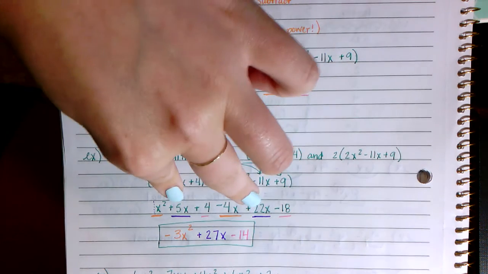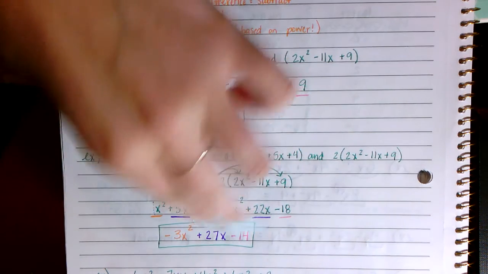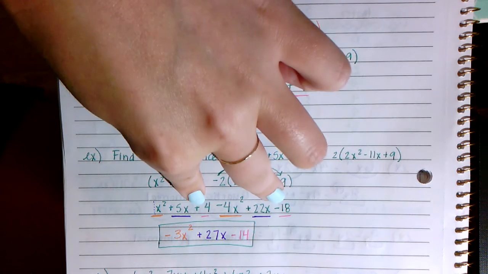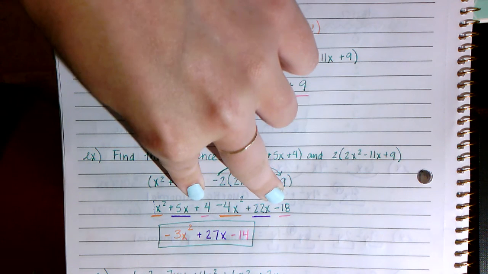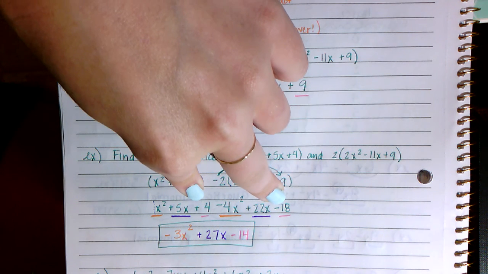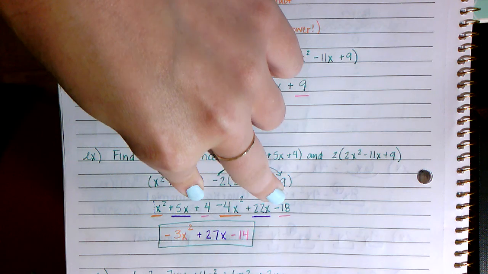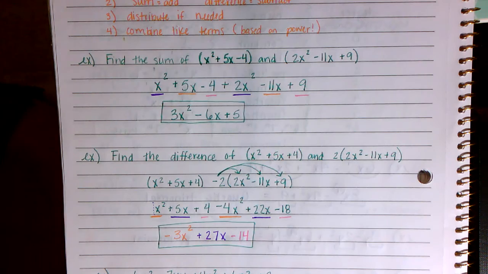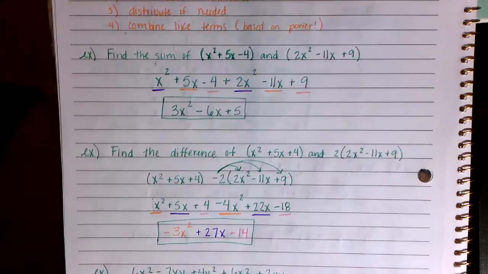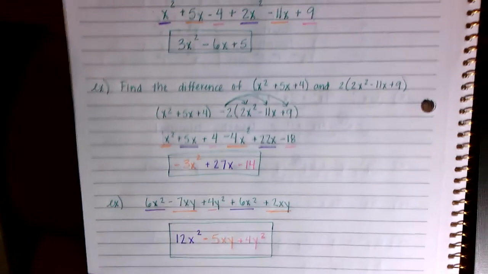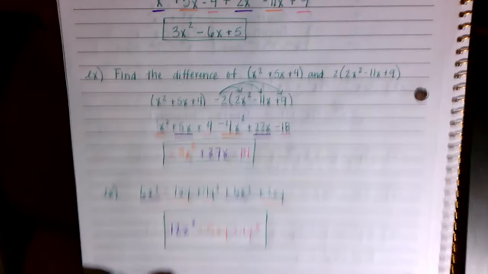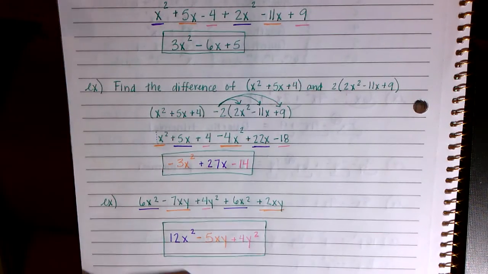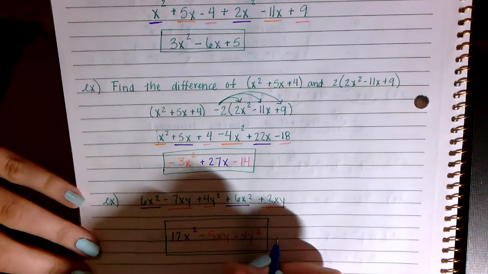5 and 22 becomes 27, and you keep the x, and then I've got 4 and negative 18. Different signs. What's the difference between 18 and 4? 14. So we keep the sign of the larger number, negative 14. And then the last one, I just found an error in my answer. I need to go from highest power to lowest, so I'll rewrite it over here.